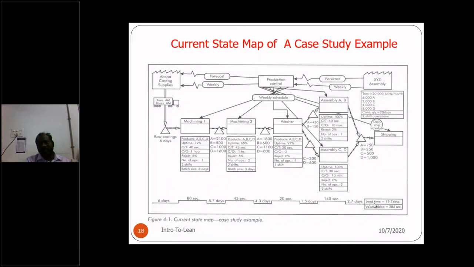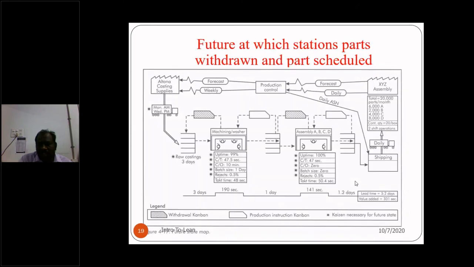So here is the lead time. Please listen. The lead time is 19.7 days. Please note it down somewhere. When you see the lead time, it is 19.7 days, and the value added time is 285 seconds.